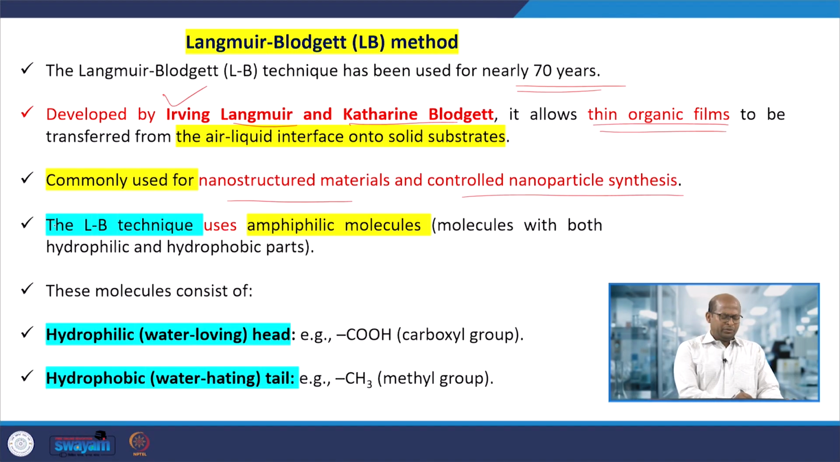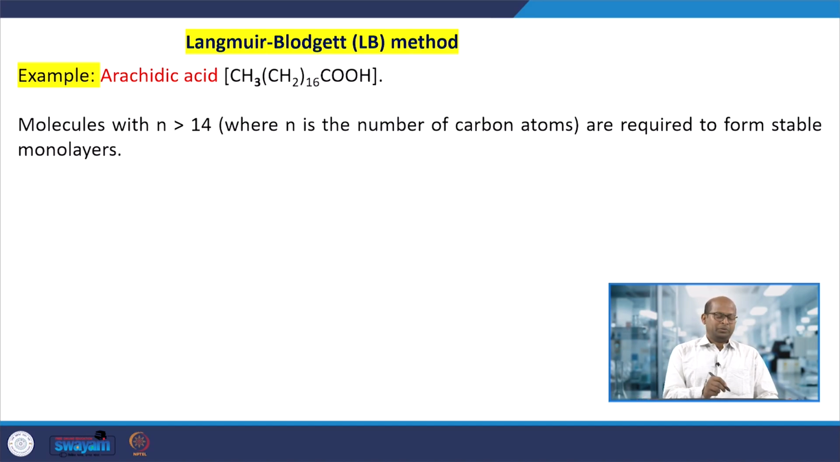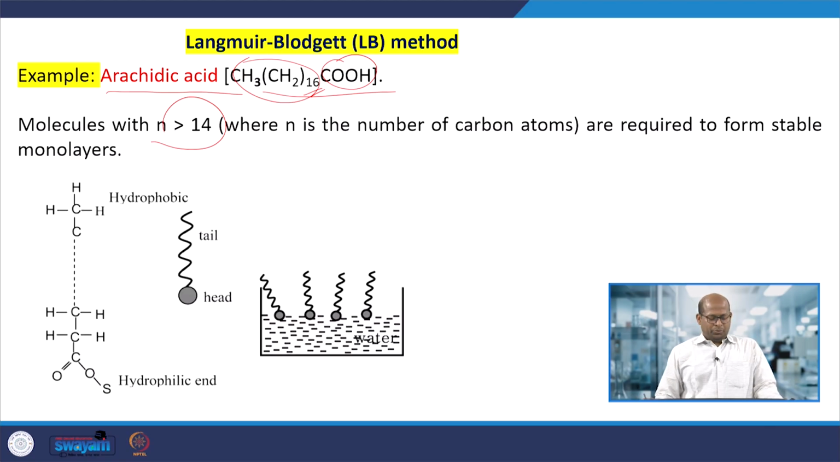We can control the nanoparticle size and shape by considering different types of film formation with this method. In this method, amphiphilic molecules are used, and different types are available in the literature. These molecules consist of a hydrophilic head and a hydrophobic tail. They may consist of an acidic group and long chains of methyl or methylene groups present in a single compound. For example, arachidic acid, where n is more than 14, has a long carbon chain, with a polar group and a non-polar group in the same molecule. When that molecule is put in water, a polar molecule, the polar head and the non-polar tail behave differently.